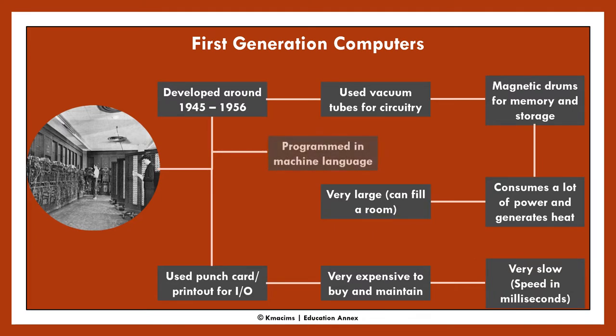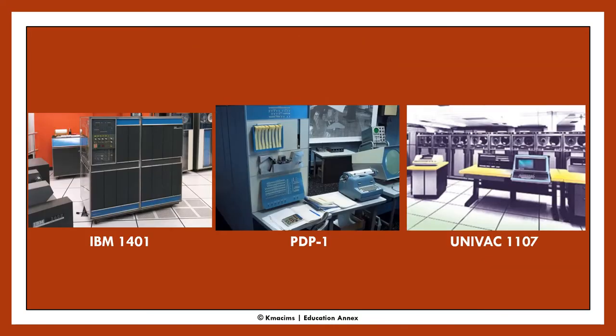The vacuum tubes consumed large amounts of power or energy, and this made them generate a lot of heat. Because they were the first electronic computers built, they were very expensive to build and maintain. This made them only available for large organizations and government bureaus.